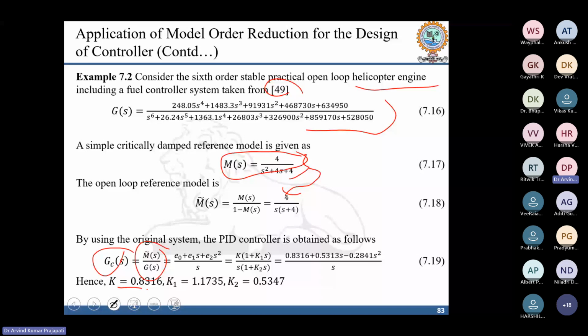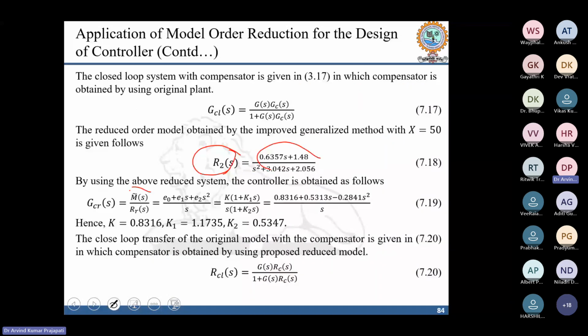These are the compensator parameter values, which you calculate by using the original systems. If the original system is very complicated, then it is difficult to get the values of k, k1, k2. So if we use a reduced order model, instead of a higher order system, we can just use a second order system. This is the reference model, and this is the reduced order model.